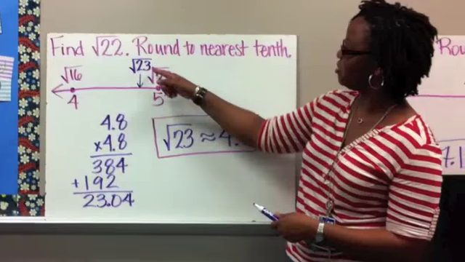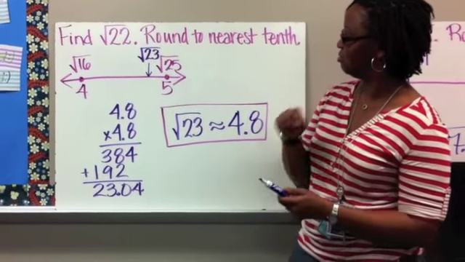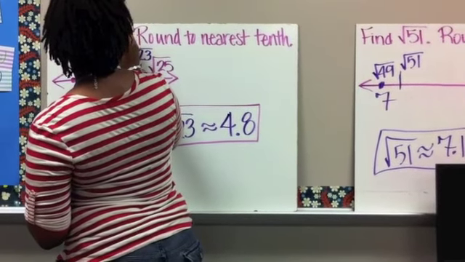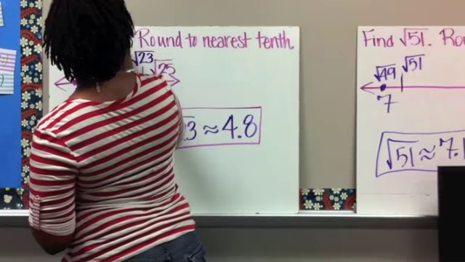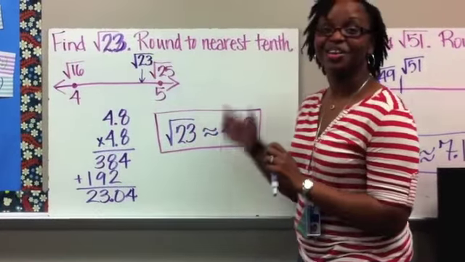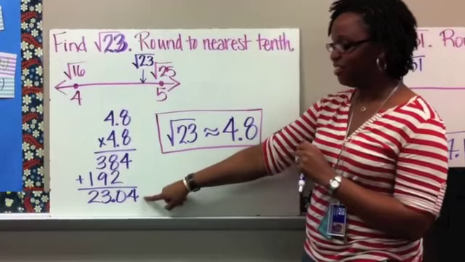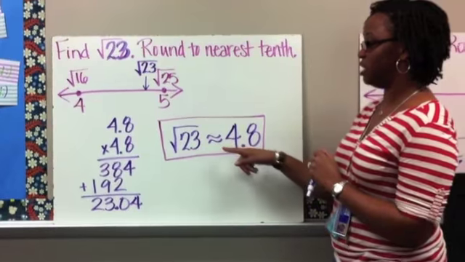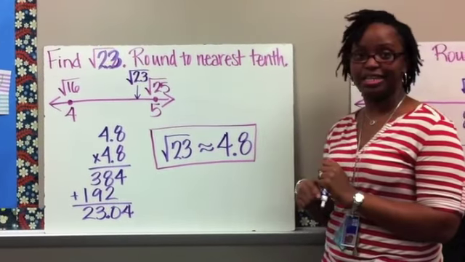Oh, am I doing square root of 23 or square root of 22? I guess I'm doing the square root of 23. Oh, my mistake. So, you found the square root of 23. I don't think we're getting any closer to 23 than that. Okay, so our square root of 23 is approximately 4 and 8/10.